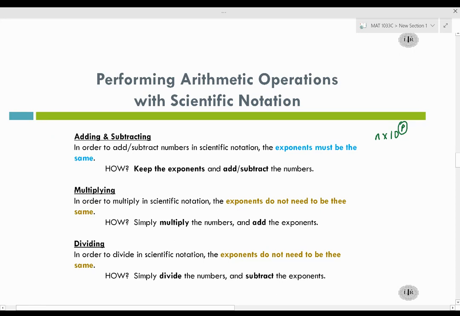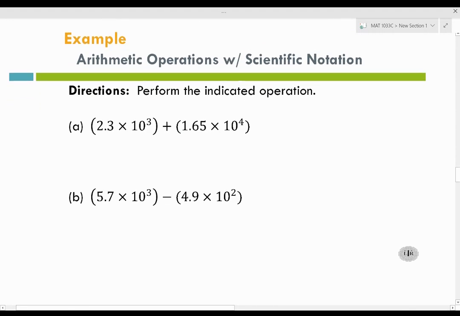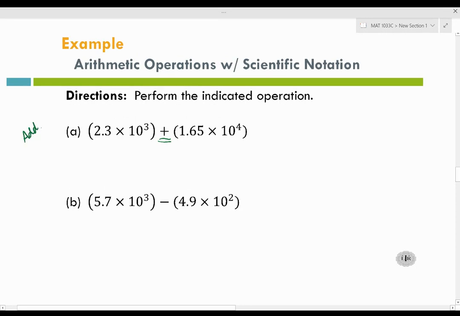So let's take a look at some example problems. All right, so in these first problems, they want us to perform the indicated operation. So in A, they have 2.3 times 10 to the third power plus 1.65 times 10 to the fourth power, okay? So when you're doing these problems, the first thing I want you to do to get in the habit of doing is looking at the operation, because you're gonna get to a point where they're all gonna be mixed up. So you need to look at the operation first. So as I'm looking between these two scientific numbers, all right, I see a plus. That means for this problem, I'm using addition, okay?